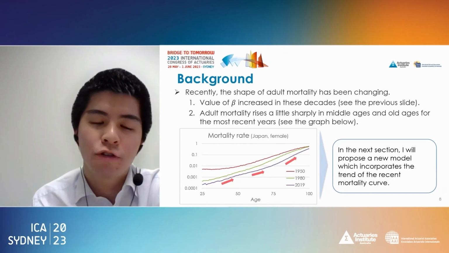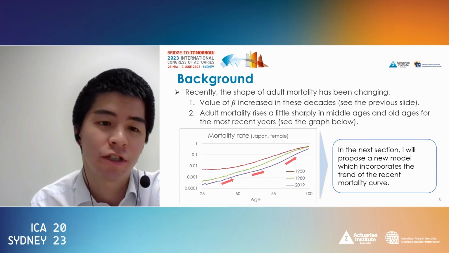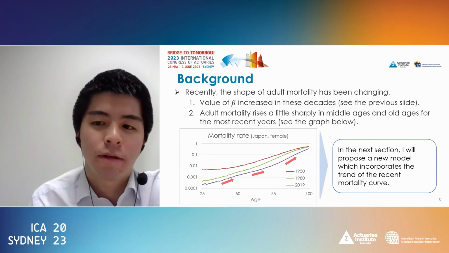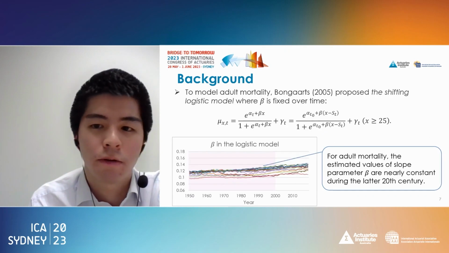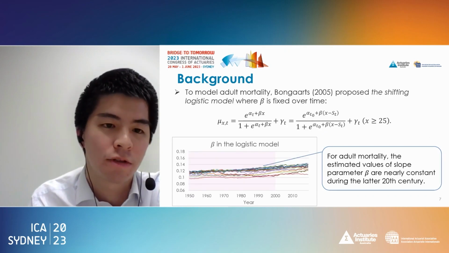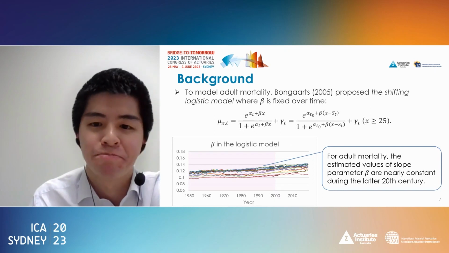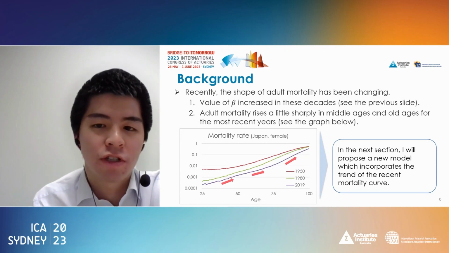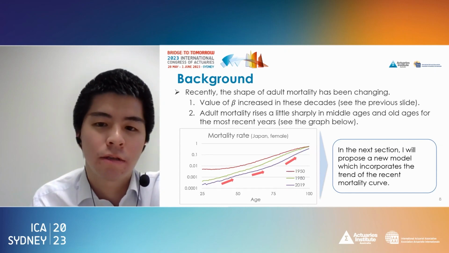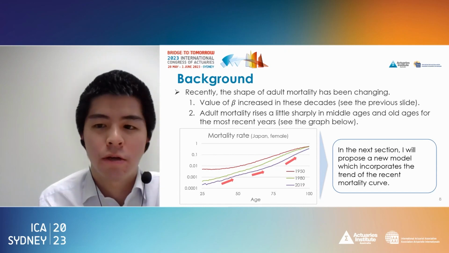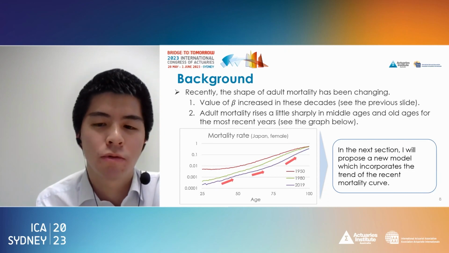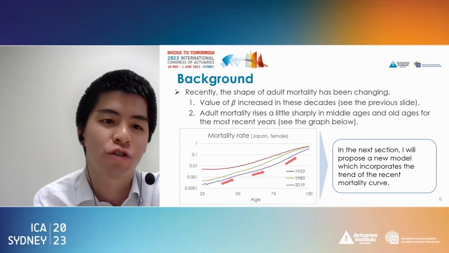And now here I show the shape of adult mortality has been changing recently in 2 points. First, values of beta are increasing in these decades. Back to the last slide, we can see that the values of beta seem to slightly go up in recent years. And second, the most recent adult mortality rises sharply at middle age and old ages. We can observe this two-step increase in the mortality in 2019 in the chart. These trends can't be captured by the shifting logistic model. So I will propose a new model which incorporates them in the next section.